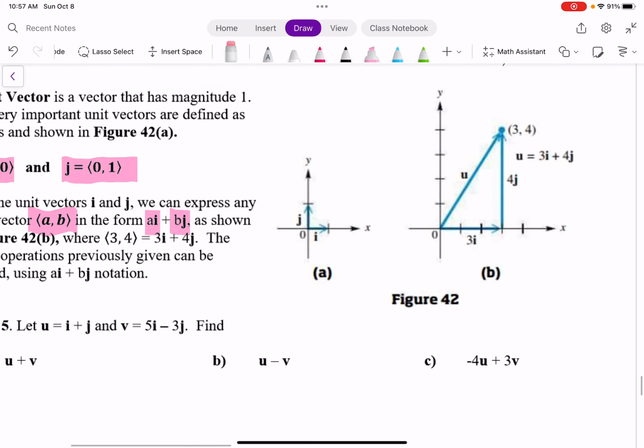Oh, okay, here has the explanation. This is i and j. So 3i means 3 times i, so the i is multiplied by 3, stretched 3 times. And for the y part, 4j, you stretch the unit vector j into 4j. So the vector u is from the initial point to the terminal point, and the endpoint is (3, 4). Okay, let's see the first example.